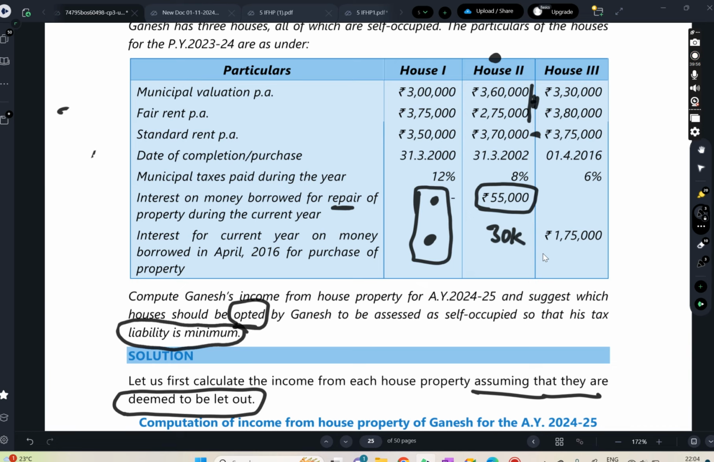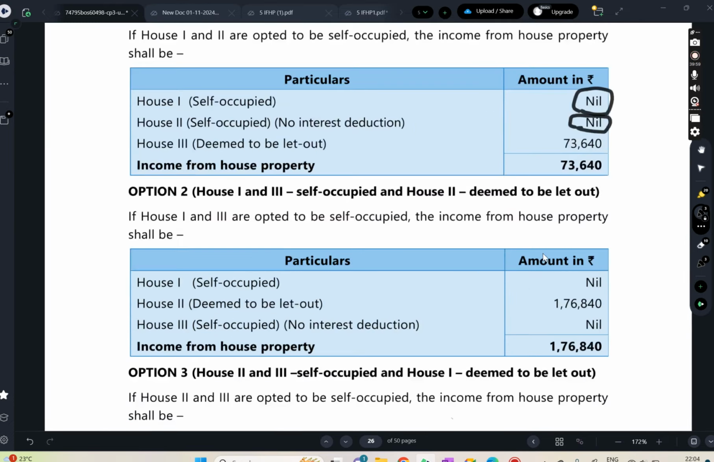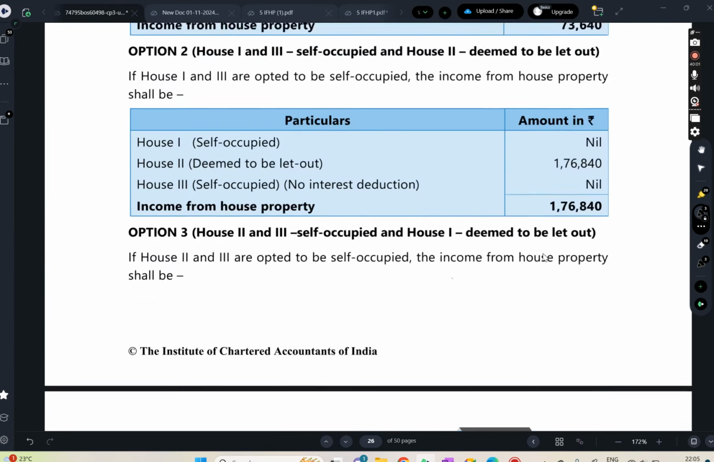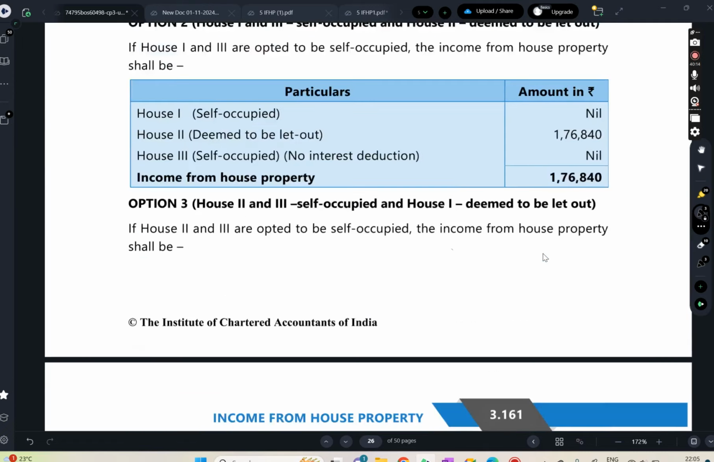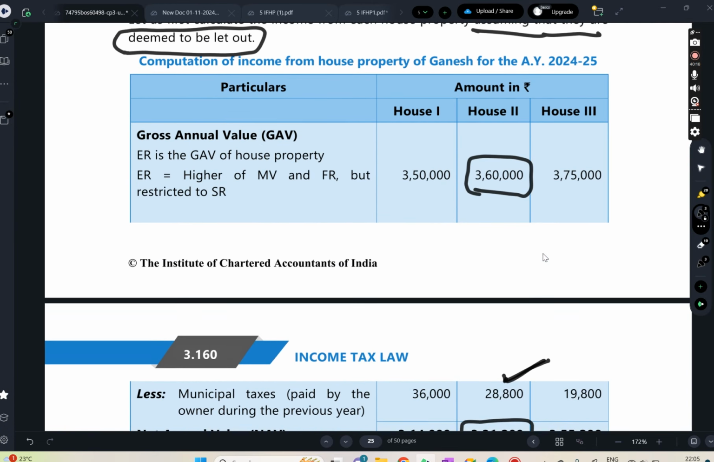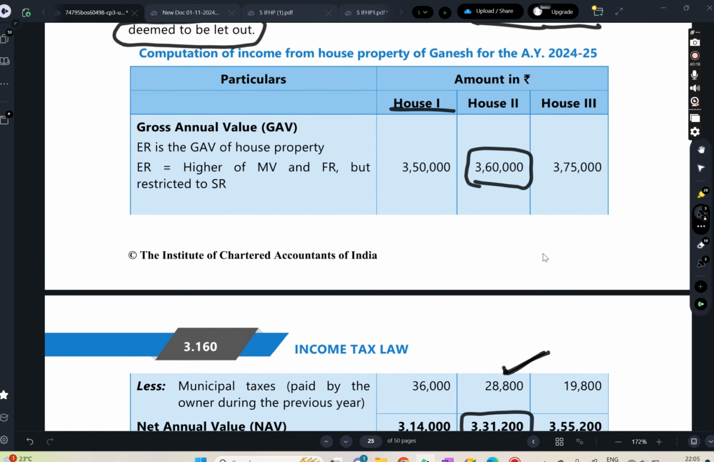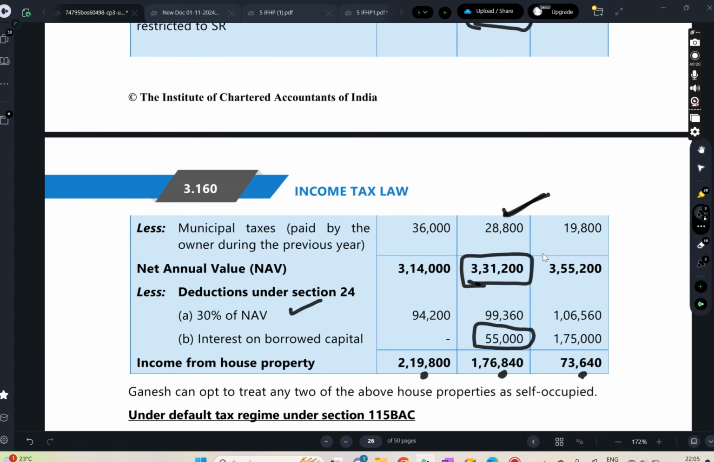30,000, right? So 30,000 answer I will get negative. So that negative answer will be my loss from self-occupied property, 30,000. And then this 73,640 I have anyway calculated in the first step only. What did I do in the first step? I assumed all the houses are let out. If it is a let out property, how much is the answer? 73,640. I will just write that.